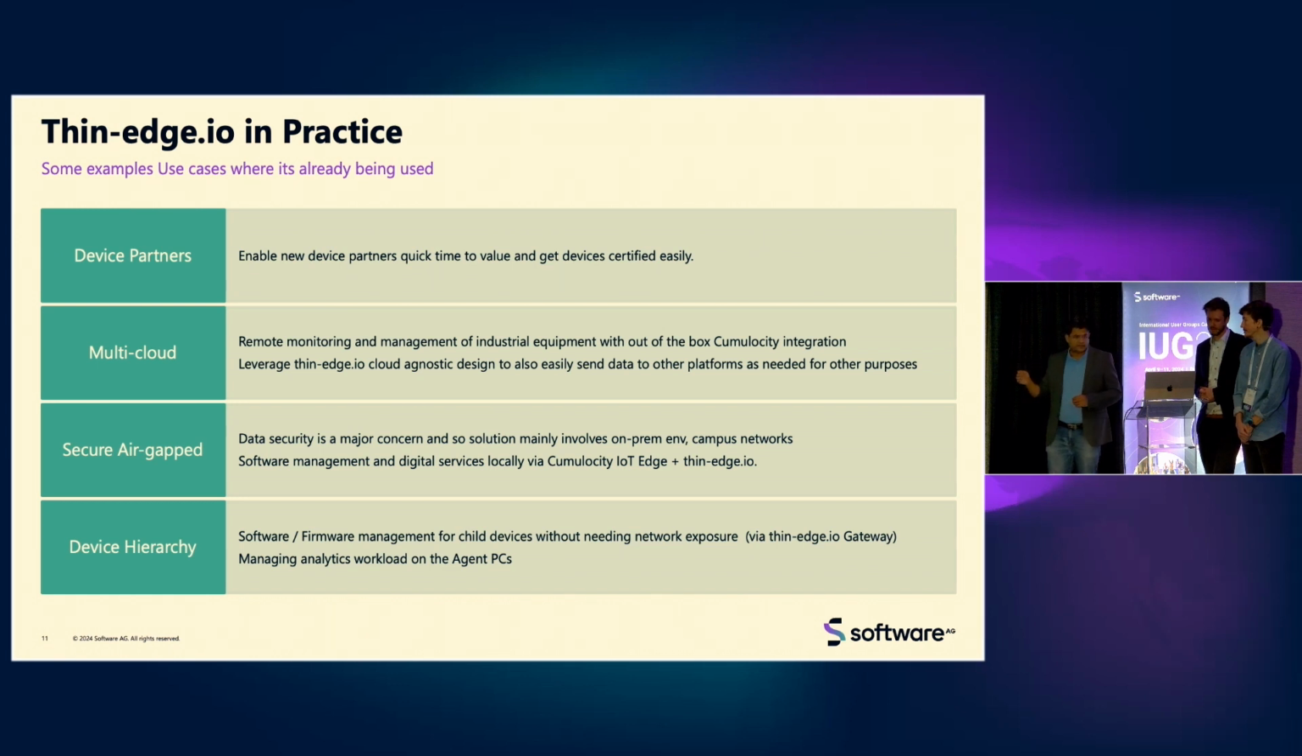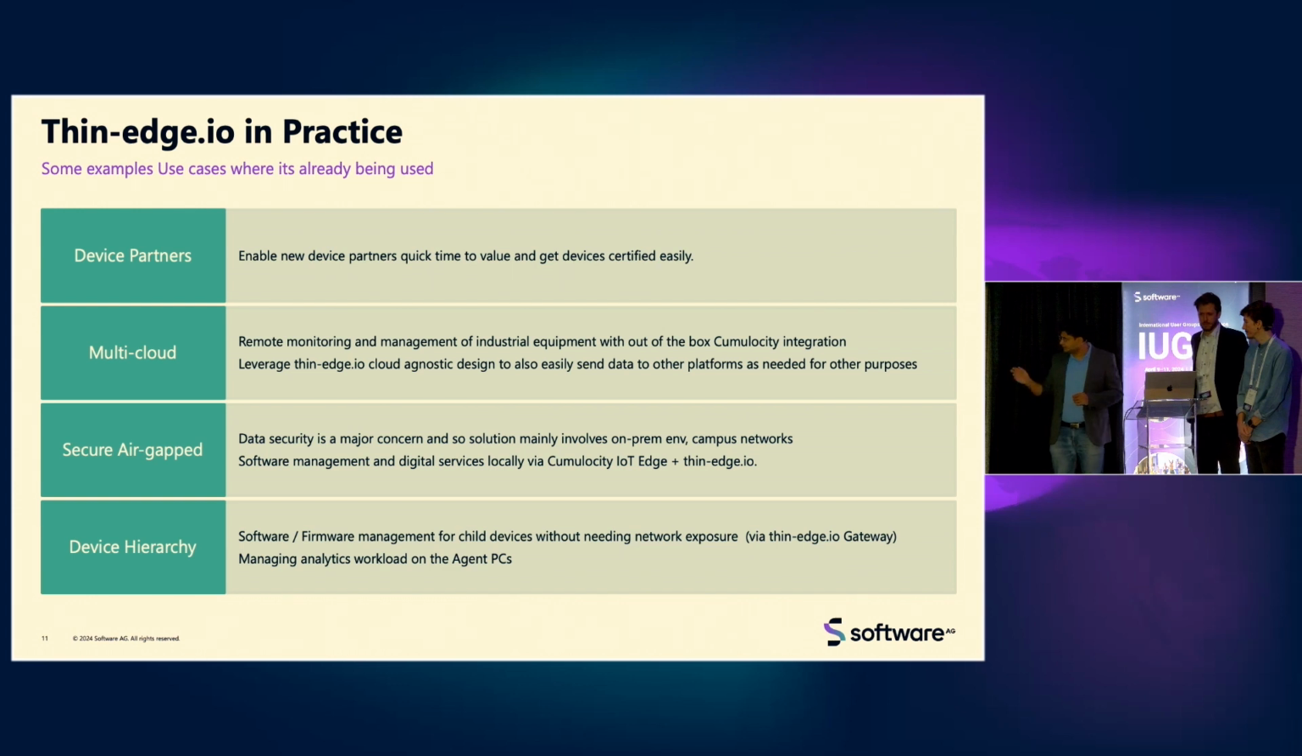I just want to end with some of the example use cases where ThinEdge is already deployed. So ThinEdge has become pretty much the de facto approach to get our device partners certifying their devices. It really helps them both with the amount of effort and the cost. You have these multi-cloud use cases where you want to do your device management with Cumulocity, but you have certain sets of data which you want to push, for example, to an AWS blob store. You can do that directly from the device, and you don't need to go from one cloud to another cloud.